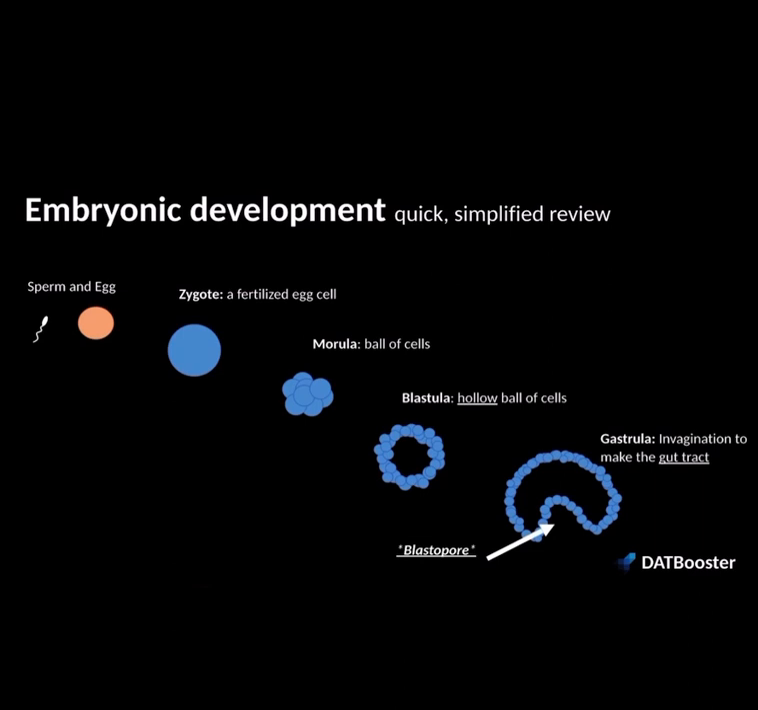This is really simplified, but after the blastula phase, you're going to have the gastrula phase. And the gastrula phase is characterized by the invagination to make the gut tract. So again, this is before we have to worry about endo and ecto and mesoderm. Before we even have the gut tract, we need to make it. So that's going to happen with an invagination of these cells, and that invagination, that point, is called the blastopore.